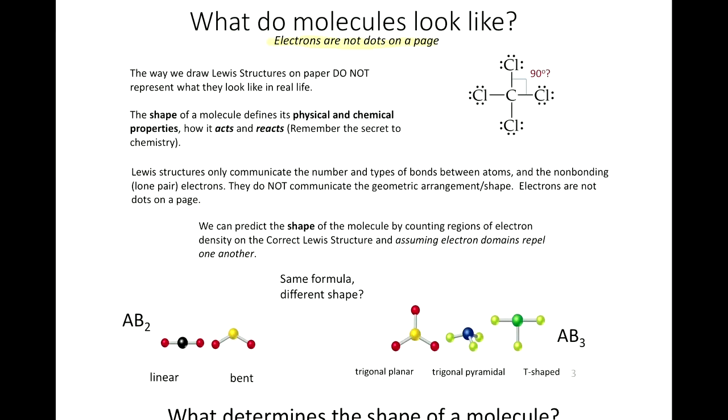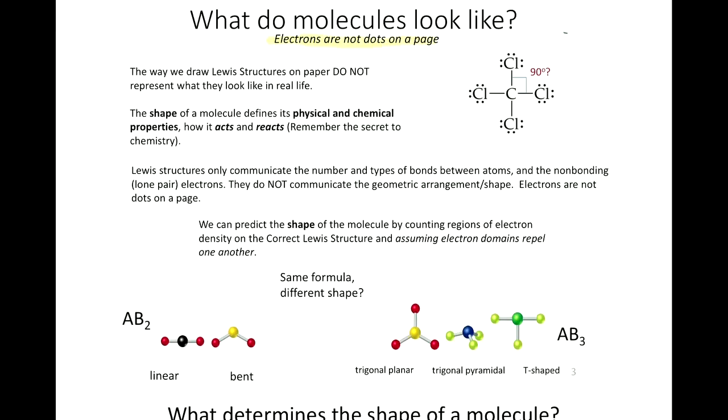The basics here is just because you draw the molecule flat in its Lewis structure does not mean that this molecule is flat. So for example, this is carbon with 4 chlorines on it. This is what its Lewis structure would look like. These bond angles are not 90 degrees. Just because you drew it 90 degrees on paper doesn't mean it's that way in real life.